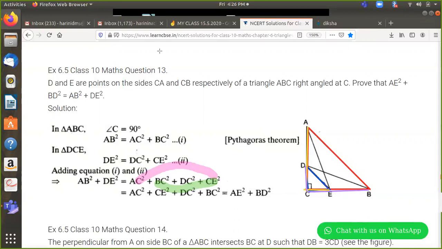So in other words, I can say this AC and CE together has gone and become an AE. Then when I have the remaining, that is CE and BC, has together gone and become BD. So this is how the grouping is done, and hence you get your result. Now you see you got the right hand side. That is AE square plus BD square, which is what you wanted to prove.